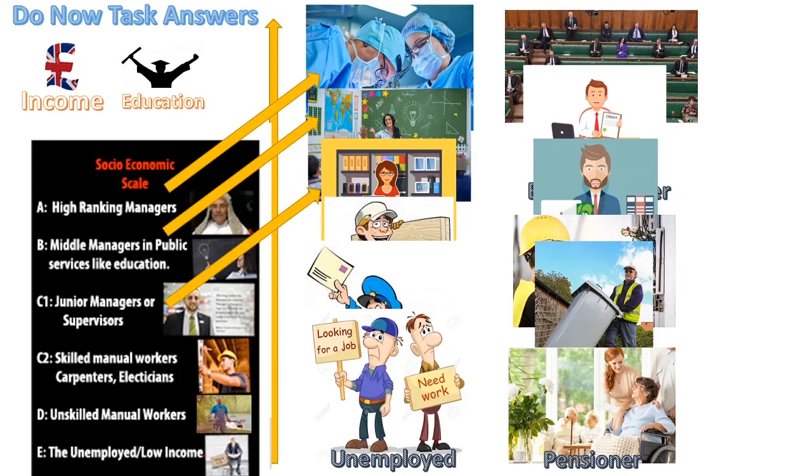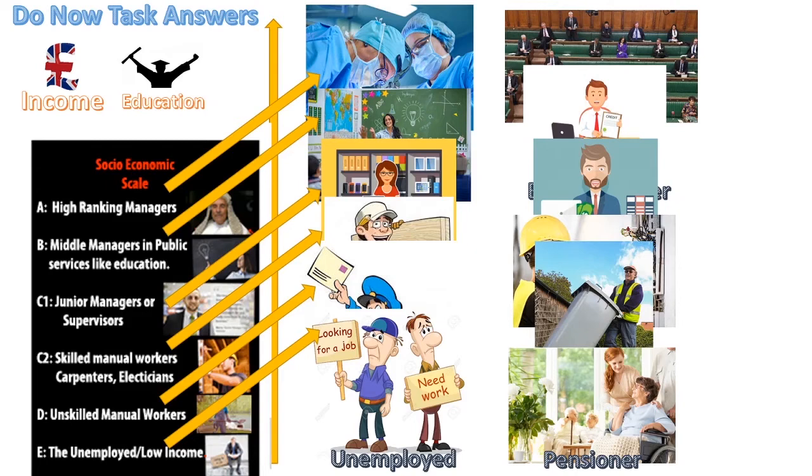Below that you've got your carpenters and electricians. They are part of C2. So socioeconomic group C2. Then you've got unskilled manual workers like your postmen and your bin men, and then you've got the unemployed or people that are on low income, so your pensioners. These are not pensioners that have private pensions. These are generally pensioners that are on state pension, and the unemployed and those on benefits, generally those of low income.